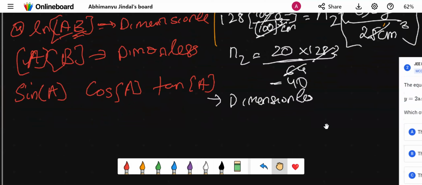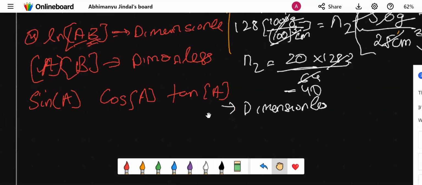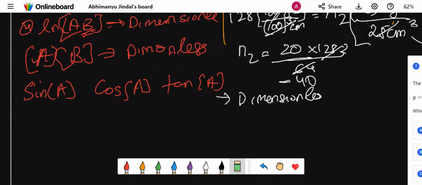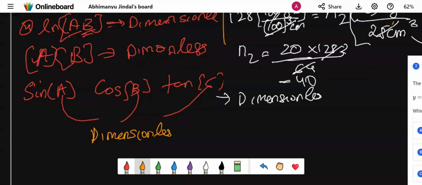And a, so wait, let me change this to b and c for clarity. So a, b, c, they are dimensionless as well. So in ln, sine, cos, tan, the inside of them is also dimensionless, and their end result is also dimensionless.